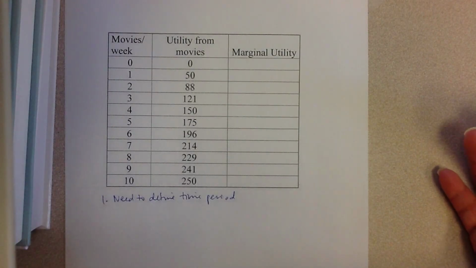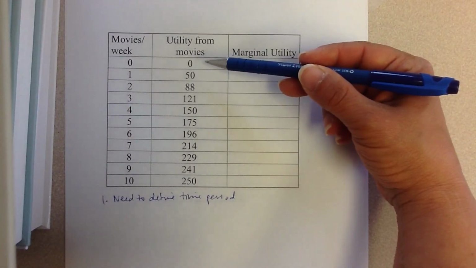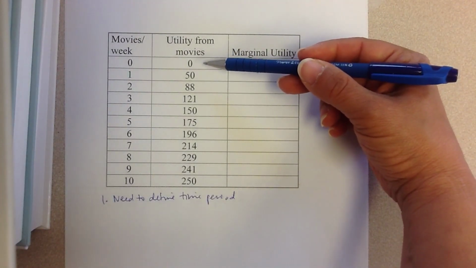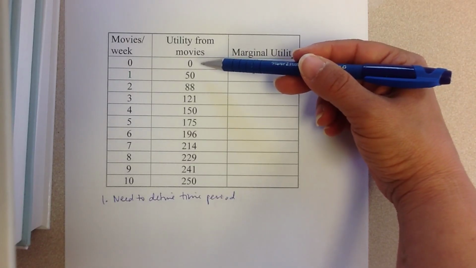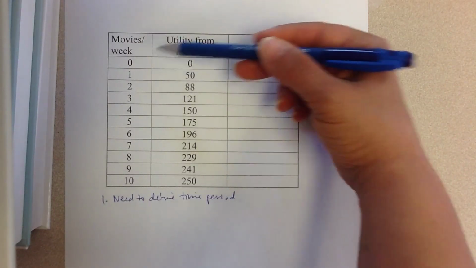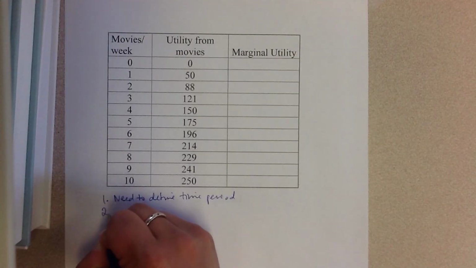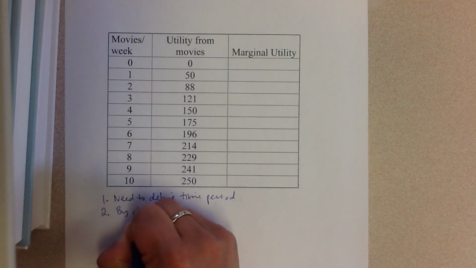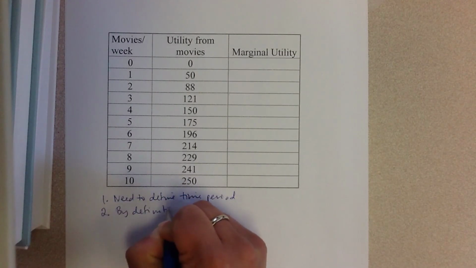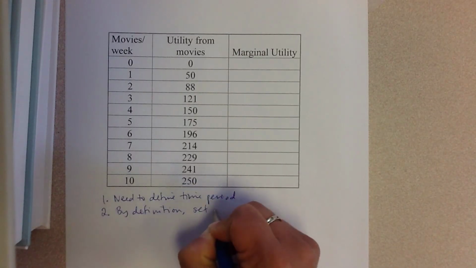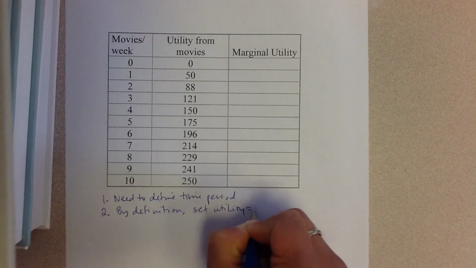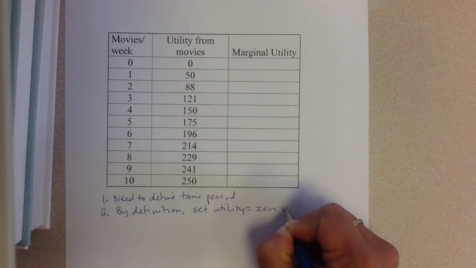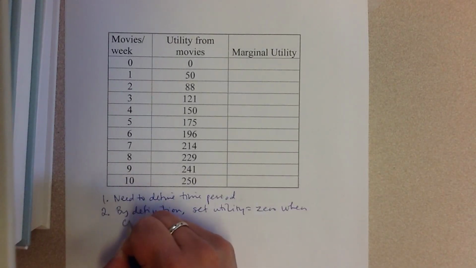The next thing we see is that we've put utility at 0 when there's 0 movies. So by definition, we set utility at 0 when there's no consumption.